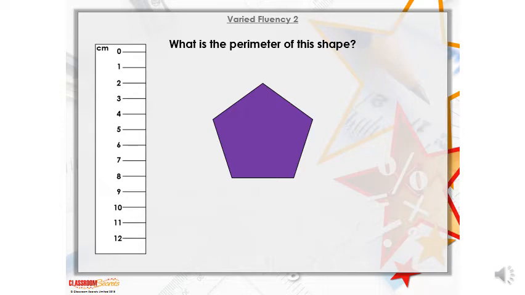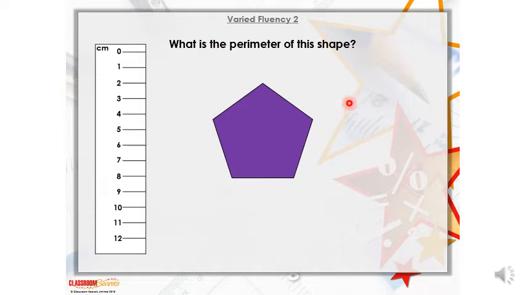So now I've got another shape in front of me. Can anybody remember what type of shape this is? Well, let's have a look at the sides and see if that will help. So it's got 1, 2, 3, 4, 5 sides. So it's got 5 sides. Was anybody able to remember? This shape is called a pentagon.